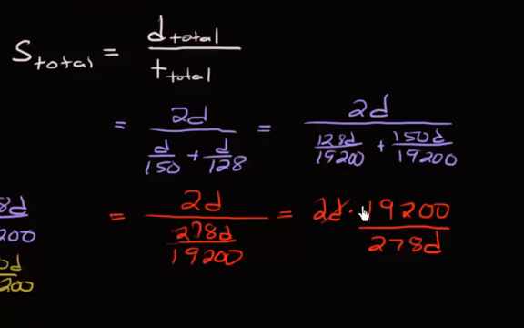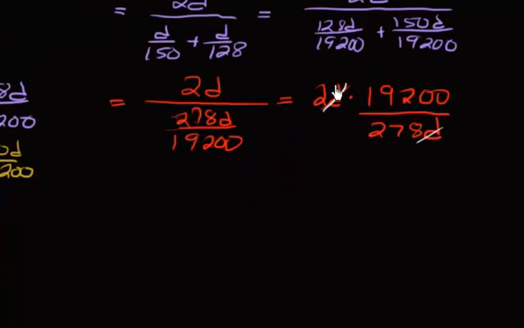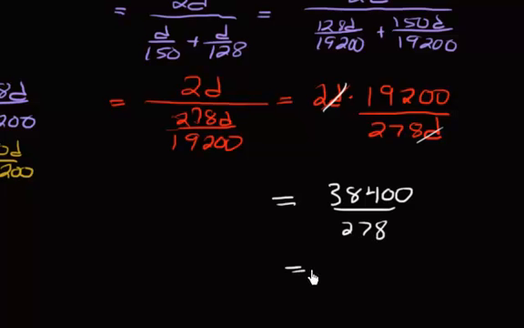The D's cancel, which is good. So we just have to multiply 2 and 19,200, which is 38,400. Divide that by 278, and we get 138.129 miles per hour.